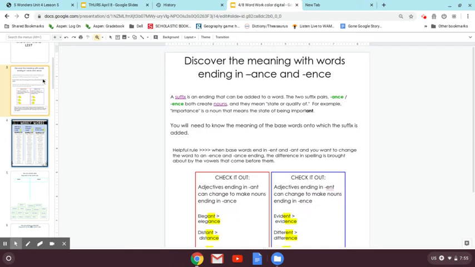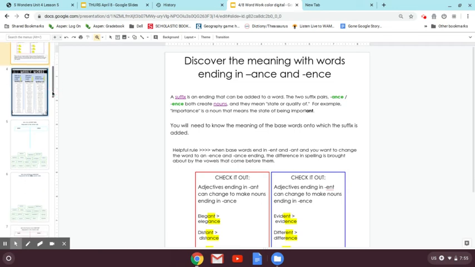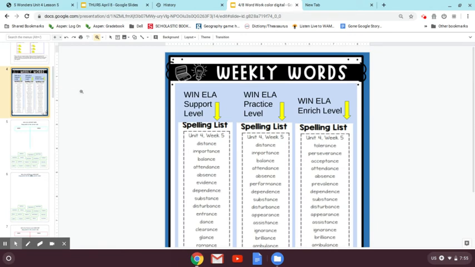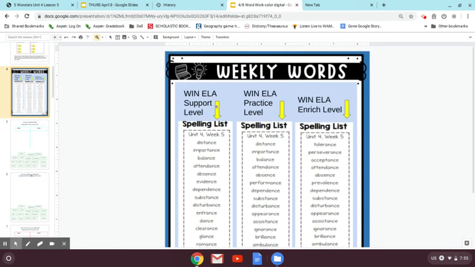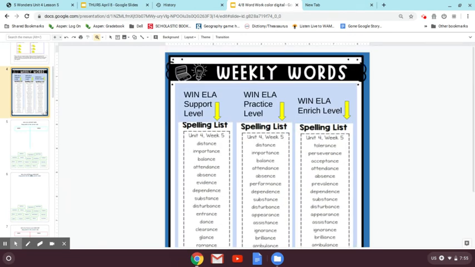We'll come back to this slide here, slide 3, which tells you about the theme of the words, which are words with the suffix ending ants and ents. We'll come right back to there. I just want to show you what it looks like. You have your weekly words. They say weekly.